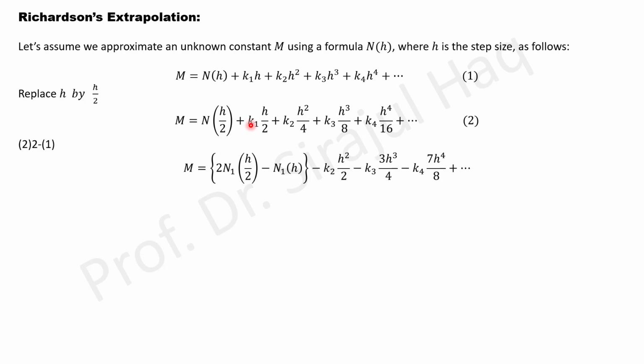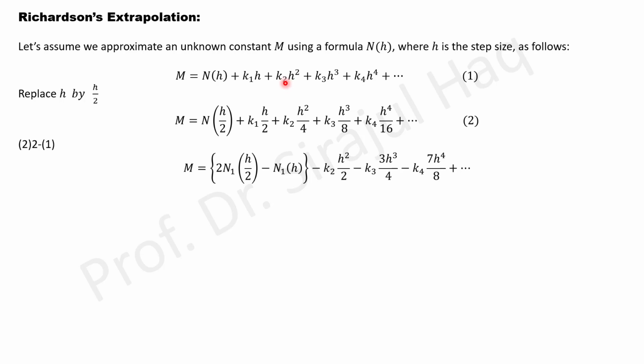If you multiply this by 2, the 2 and 2 will cancel. The k1 h will cancel with k1 of h. Similarly, if you multiply this with 2, this will become k2 into h divided by 2. This is k2 h square.